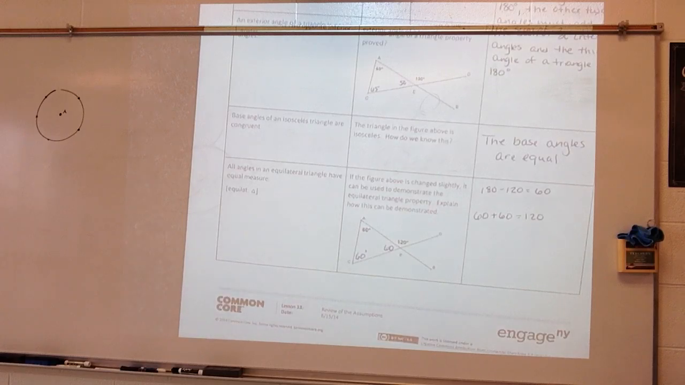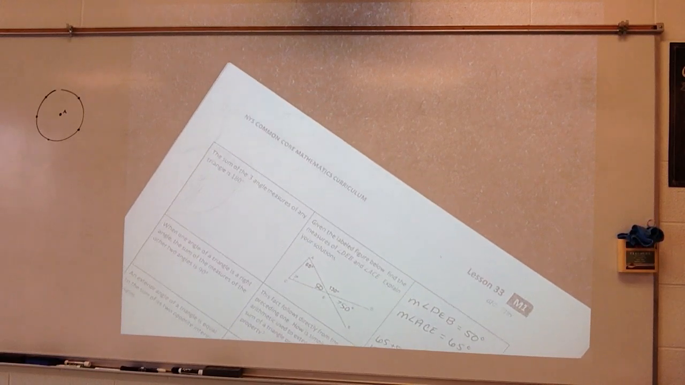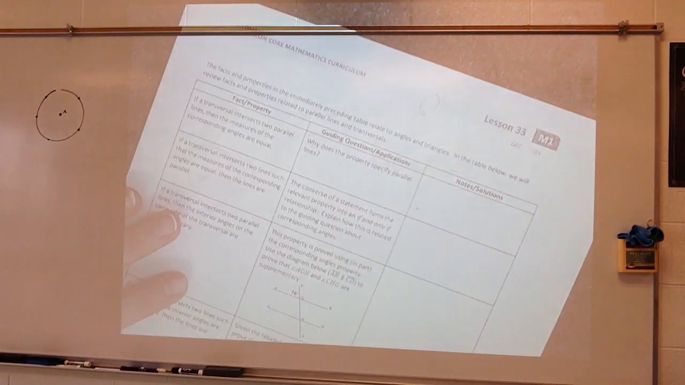So therefore, they're all the same. Alright, last page. The facts and properties in the immediately preceding table relate to angles and triangles. In this table, we will review facts and properties of parallel lines and transversals.